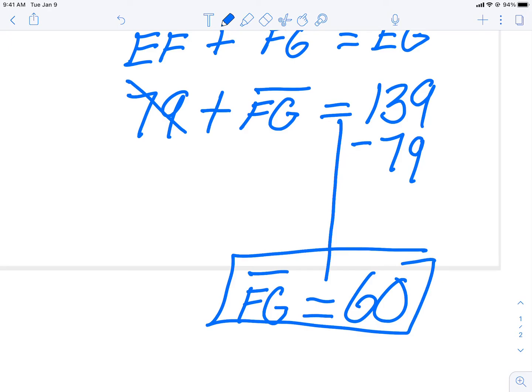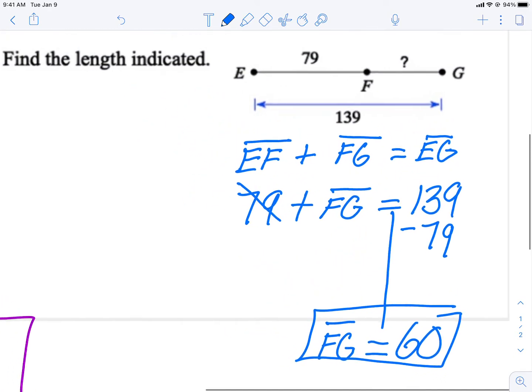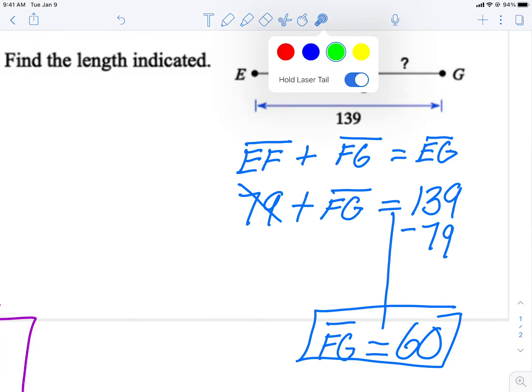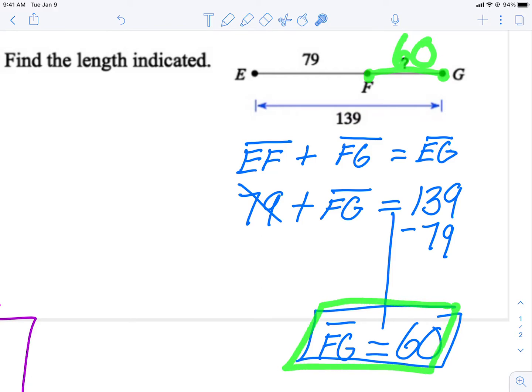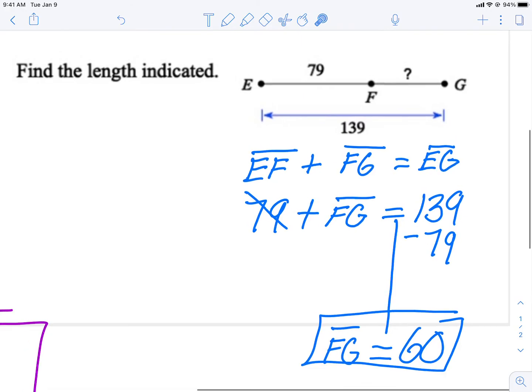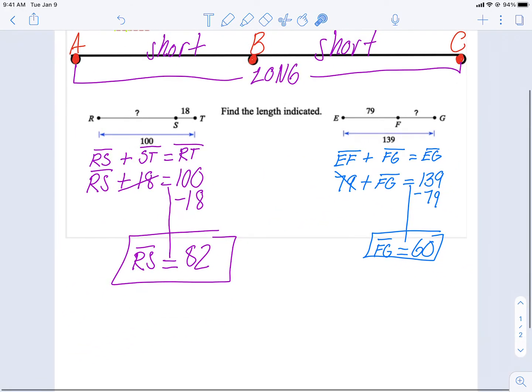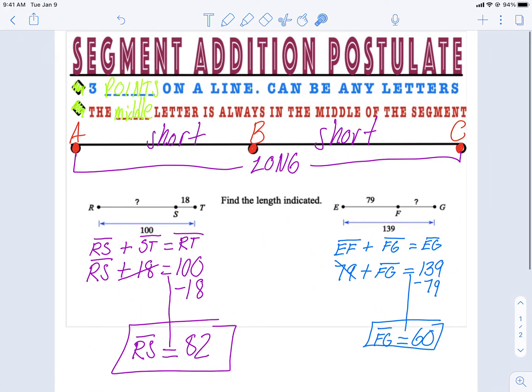FG is equal to 60. So this means that from F to G is 60, because that is what I got right here. F to G, 60. Now it doesn't say specifically if it's miles or inches or centimeters, but we know that it measures 60, right? Perfectly done.